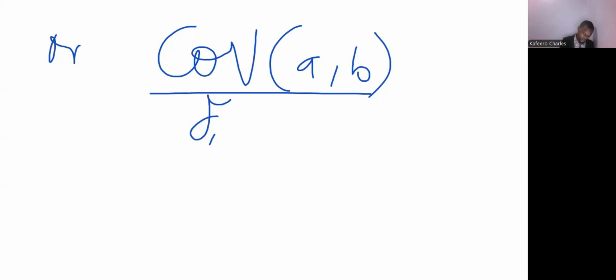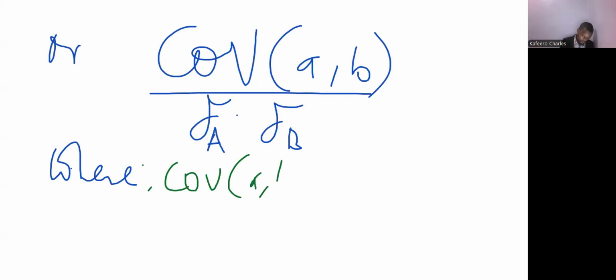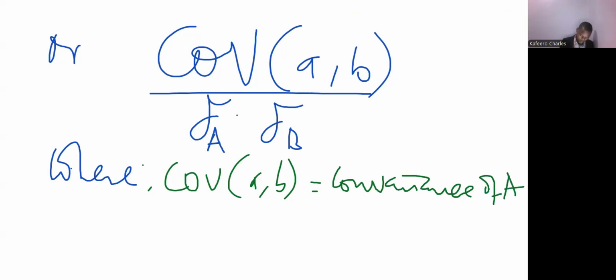In some other books, they write it as cov, but it means the same thing because it's just a short form of covariance. They use cov AB over the standard deviation of asset A times the standard deviation of asset B, where the cov AB is the covariance of A and B.